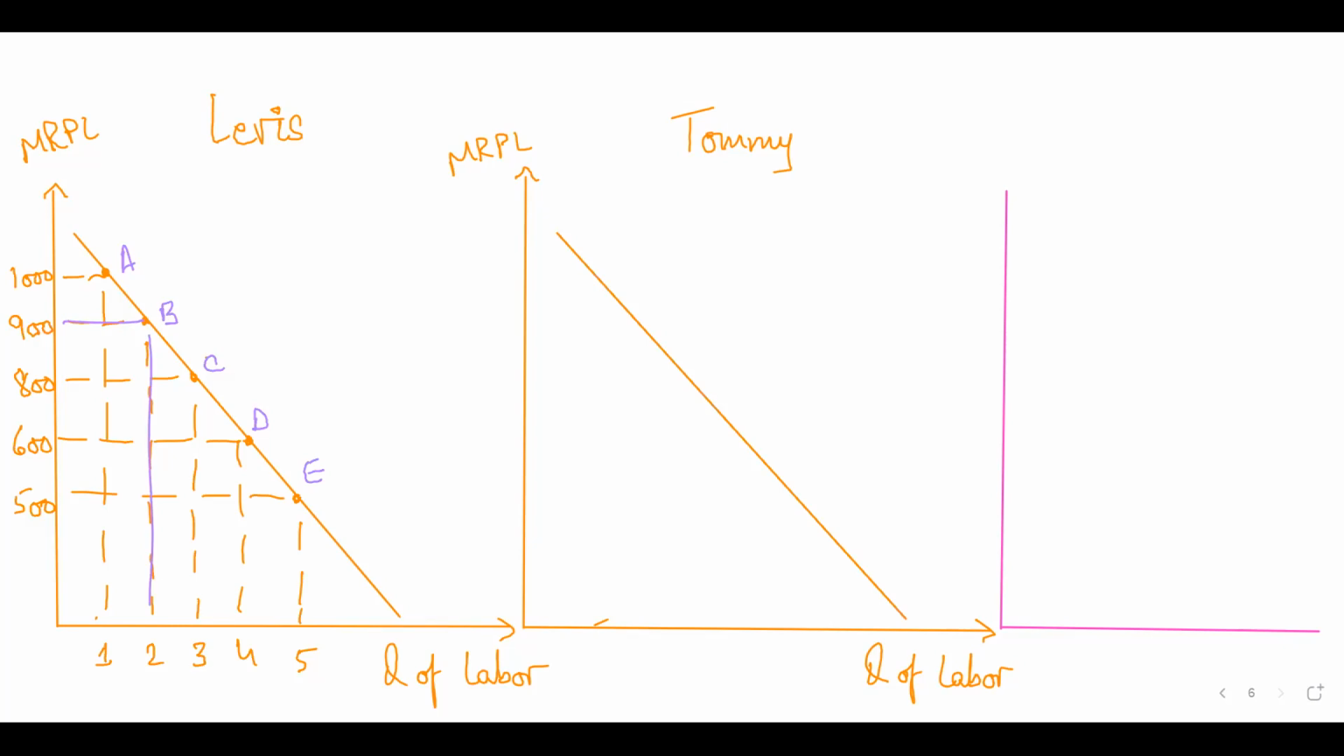Now, similarly, let's start filling out the values in the second graph as well, right? Let's say for Tommy, the first unit is being hired at. Yes, go on. I was going to ask you, why would Levi's have 2 units of labor when one can make 1,000? Sorry, repeat your question. Why would Levi's want to hire 2 units of labor when 1 unit of labor can make 1,000 revenue?